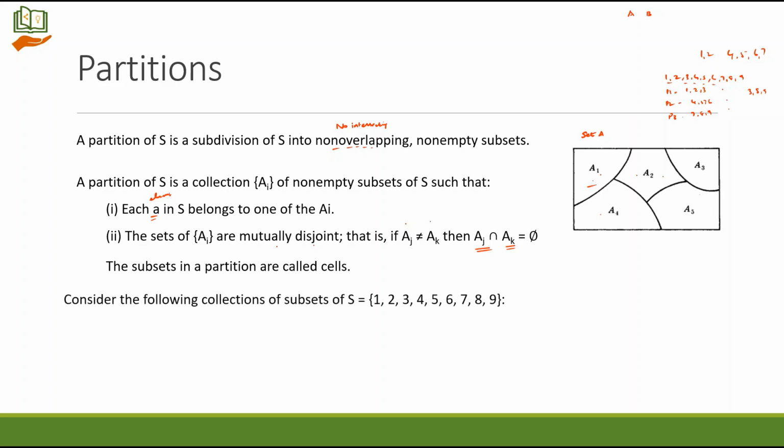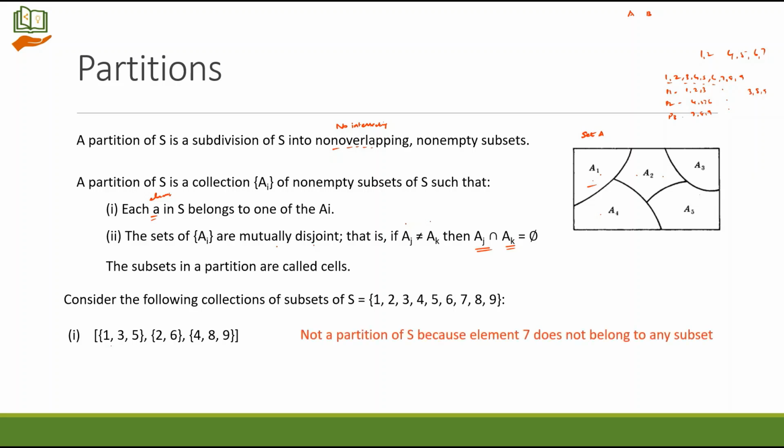Now let's go to an example. Consider the following collections of subsets. So they have given the S set here: 1, 2, 3, 4, 5, 6, 7, 8, 9. Let's take the first collection. The first subset has 1, 3, 5. The second subset has 2 and 6. The third subset has 4, 8, 9. They are asking whether this is a partition or not.